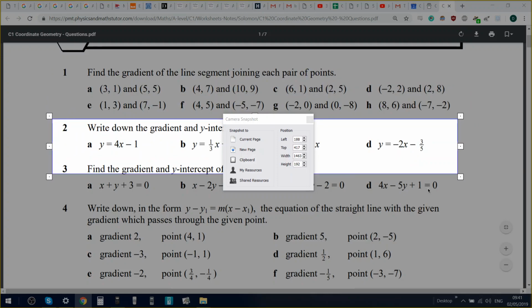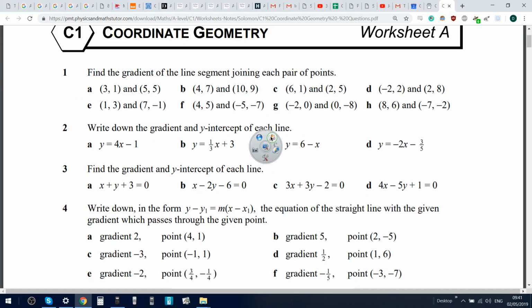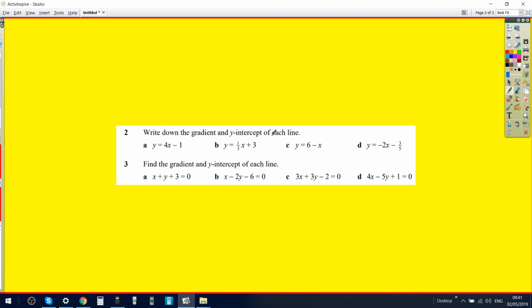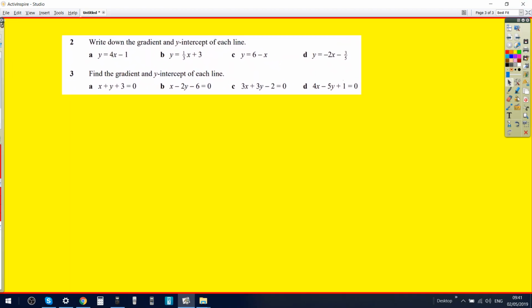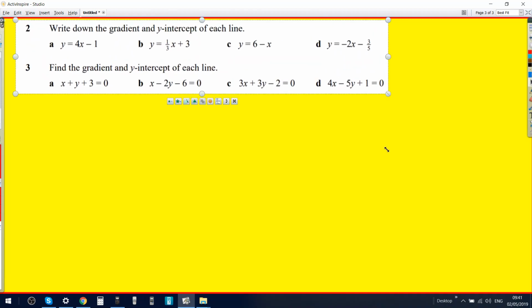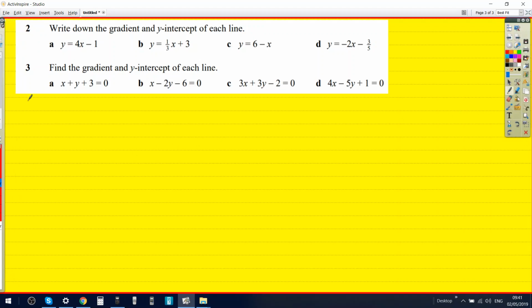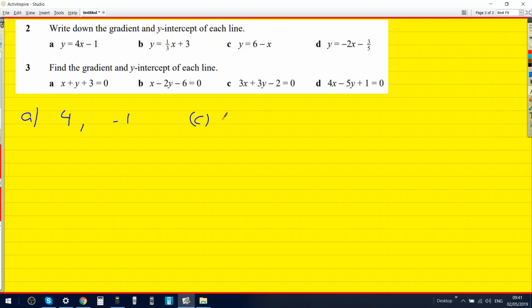Okay, question 2. So the first one, what's the gradient? What's the intercept? The gradient's 4, the intercept is minus 1. That's fine. What about question C? Gradient of minus 1 and an intercept of 6. Yeah. How about 3A?